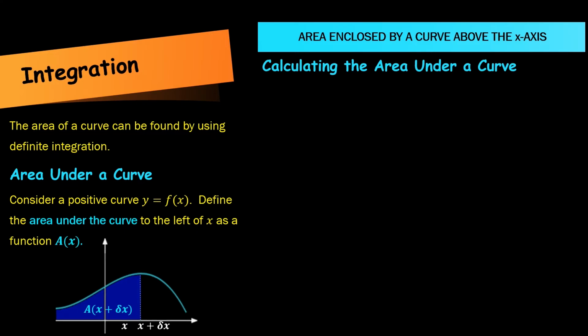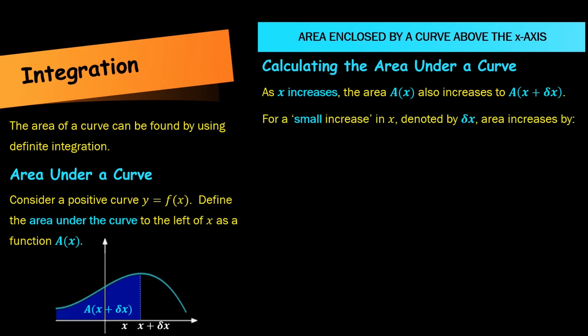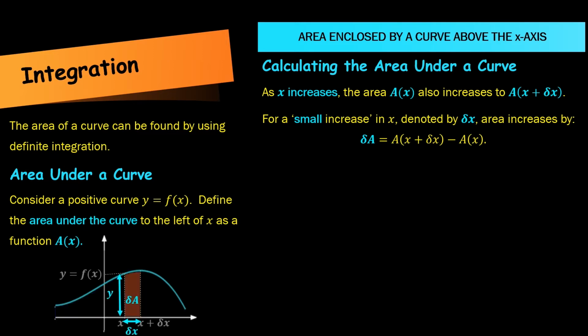Now, if x increases by a small amount, say delta x, the area now changes to A of x plus delta x. As x increases, the area A of x also increases to A of x plus delta x. For a small increase in x denoted by delta x, area increases by the amount delta A, which equals A of x plus delta x minus A of x, as shown in the diagram in blue.